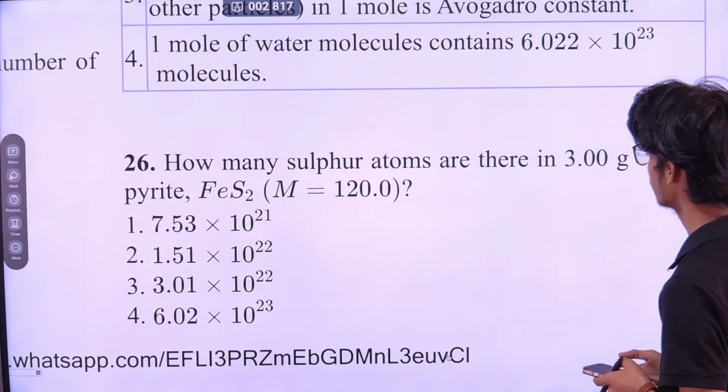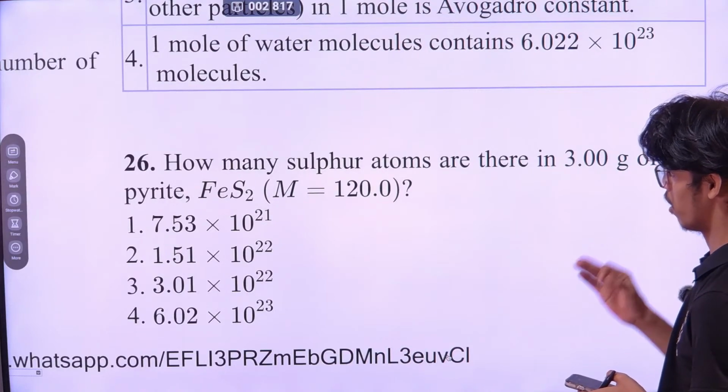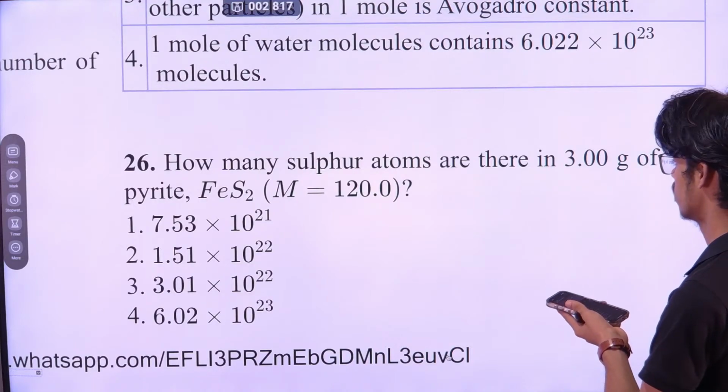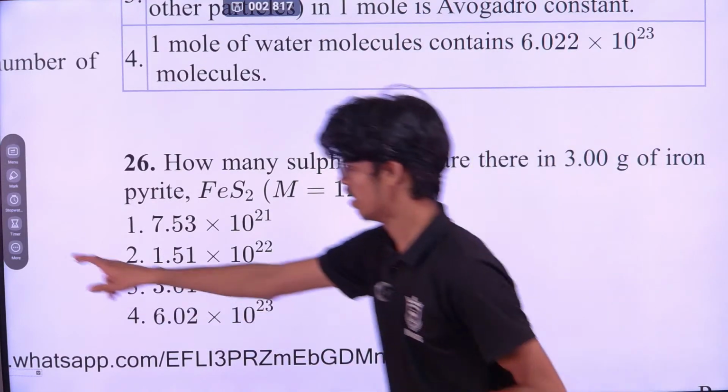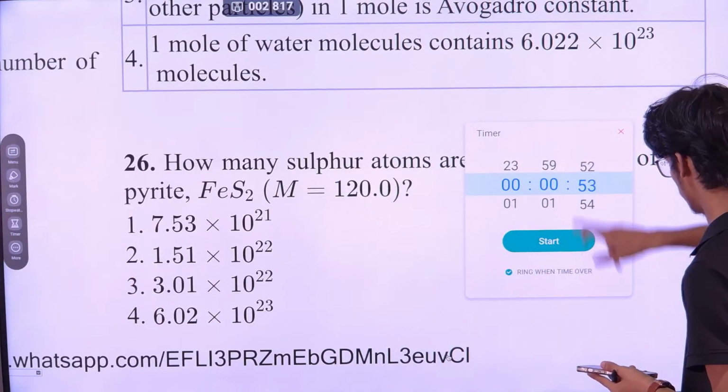How many sulfur atoms are there in 3 gram of iron pyrite? 3 gram of iron pyrite, how many sulfur atoms are there? First find the number of moles. I'll set a timer. Very less time.